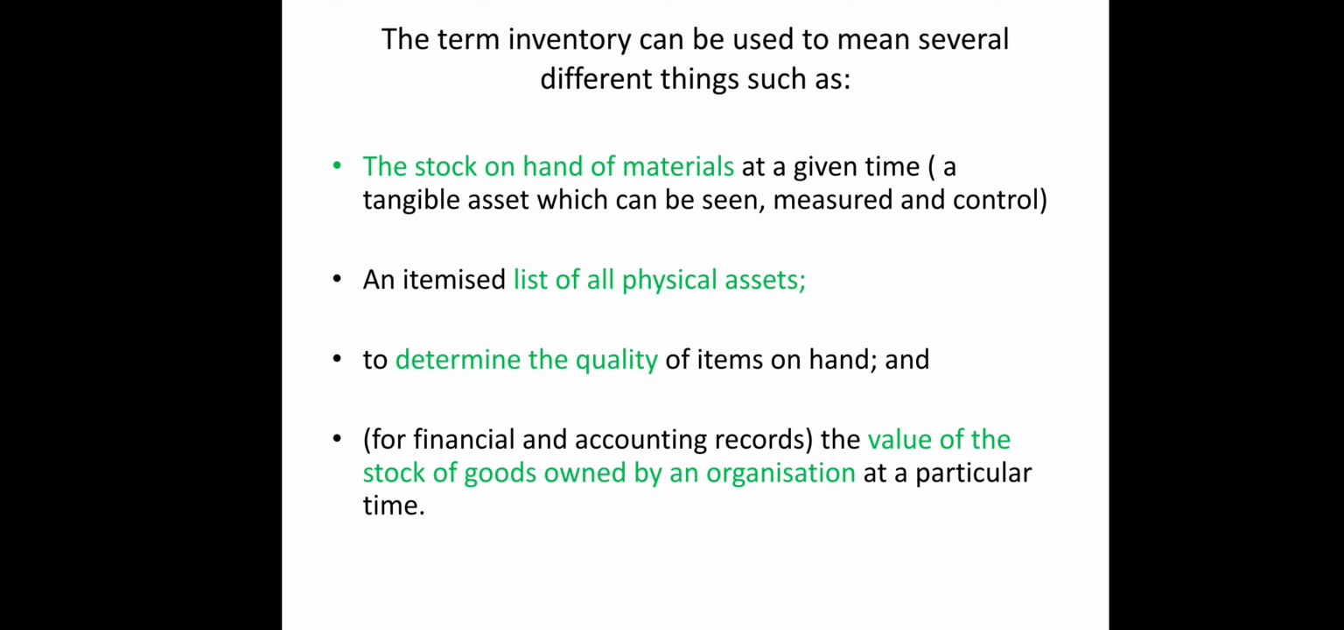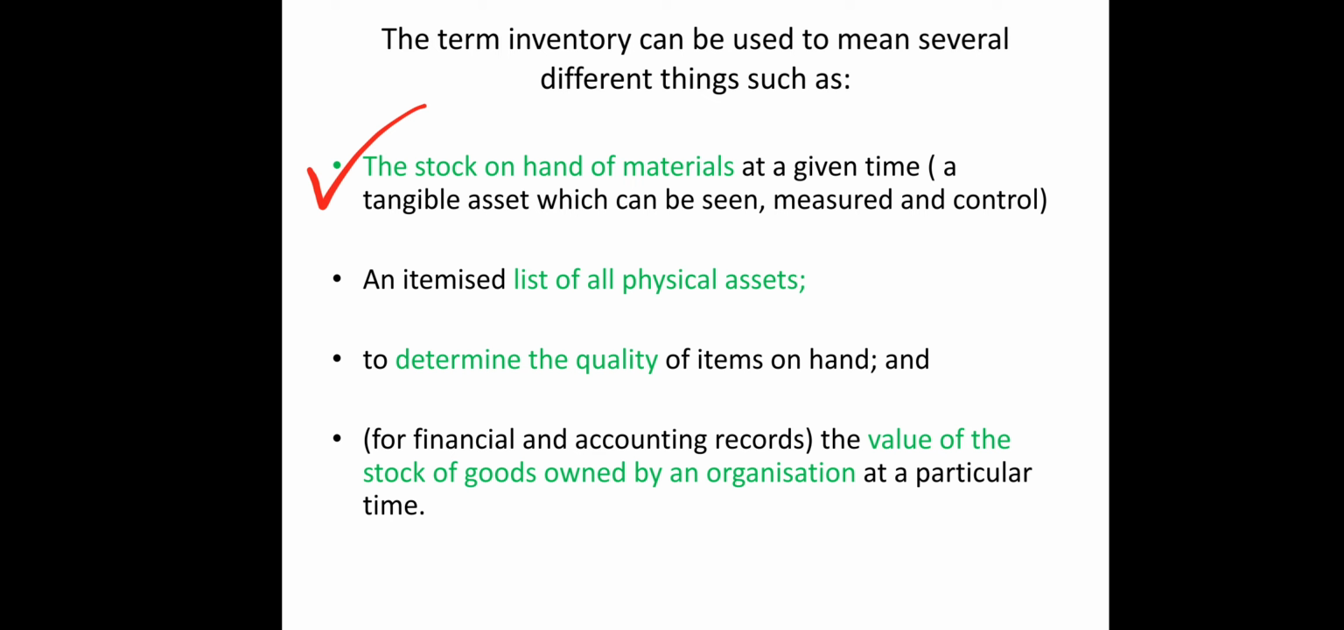Then the term inventory can be used to mean several different things. So what exactly do we mean by inventory? It can be explained in different ways. Suppose the stock on hand of materials at a given time. Whatever stock the company has in its storage can also be known as inventory. So stock in hand of a material, that may be the raw material, that may be the finished product. Whatever material the company has with them can be treated as the inventory of the company. So it is the first way of explaining inventory: the stock on hand of materials at a given time. It is one meaning of inventory.